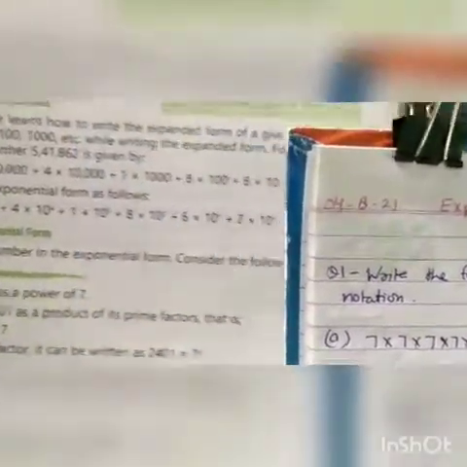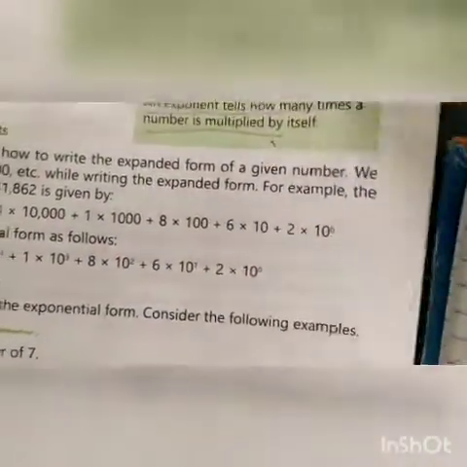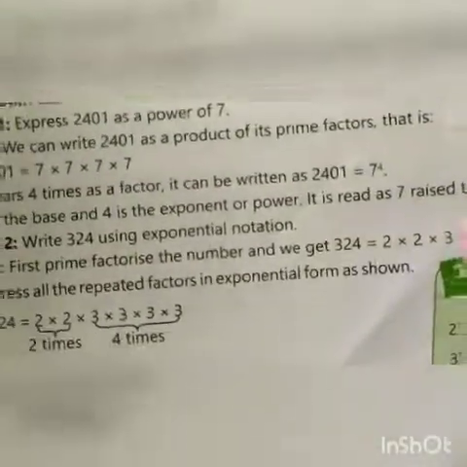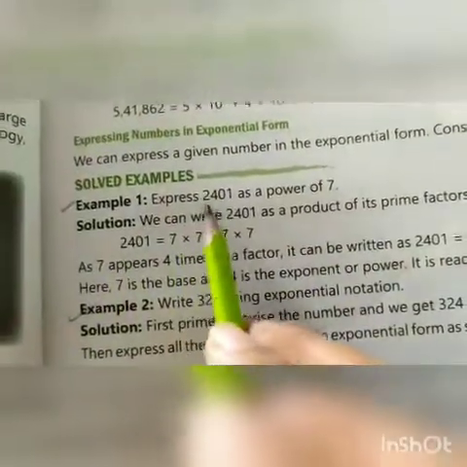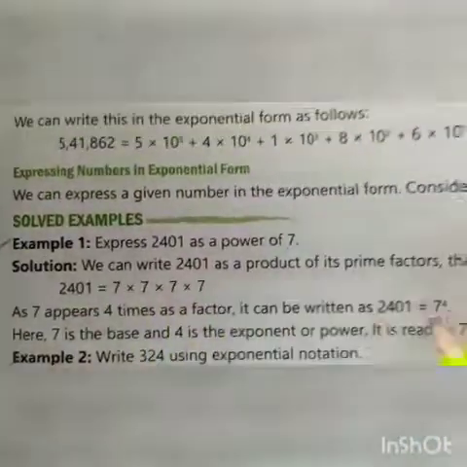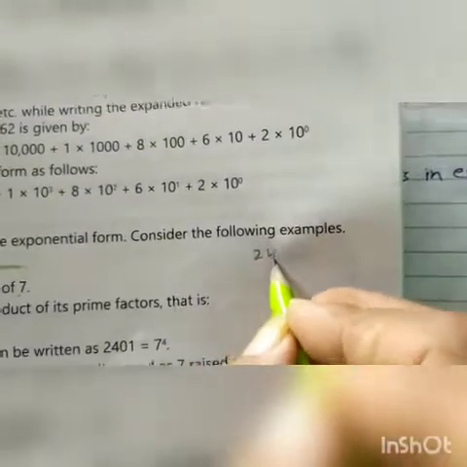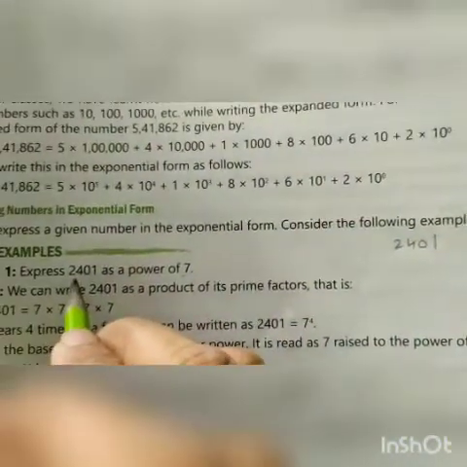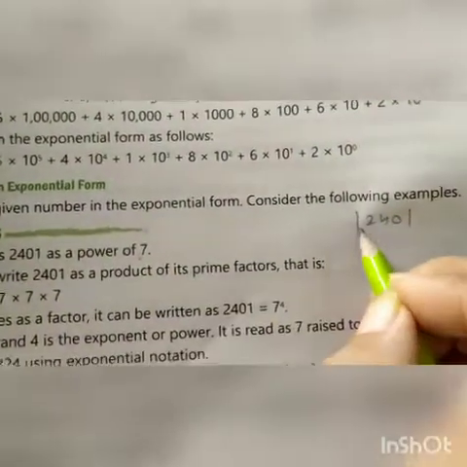How will we do it now? Come to examples. How can we write a larger number in the exponential form? Example 1. Express 2401 as a power of 7. So how will we do it? First we will find the prime factors of this number, 2401.